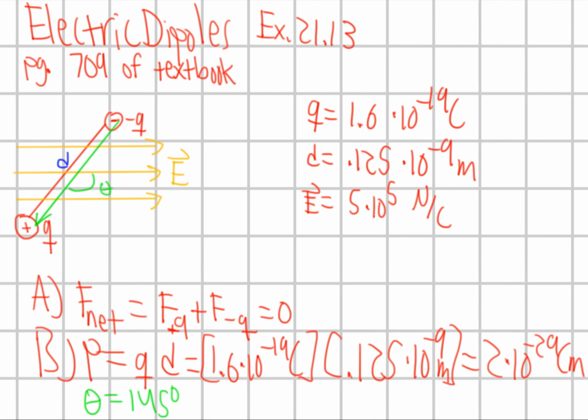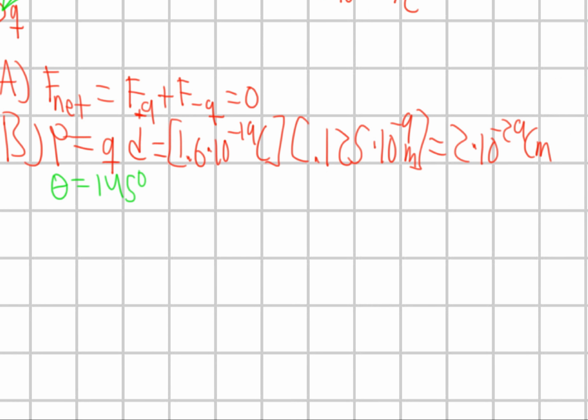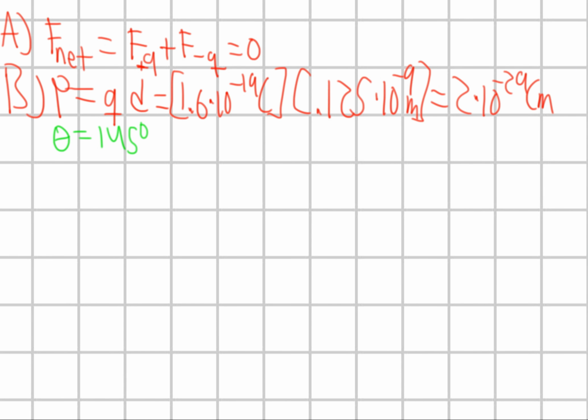So in part C of the example, we're going to be looking for the magnitude of torque on the electric dipole. Now, this is calculated using the electric dipole moment, as we mentioned earlier, and the magnitude of the electric field. The exact formula that we're going to be using is that the torque is equal to the electric dipole moment's magnitude times the electric field's magnitude times sine of theta, when theta is, like I mentioned earlier, that direction or orientation of the dipole in relation to the electric field.